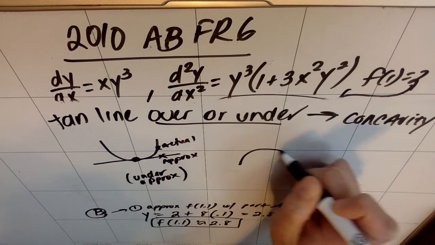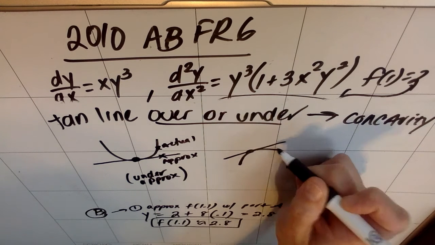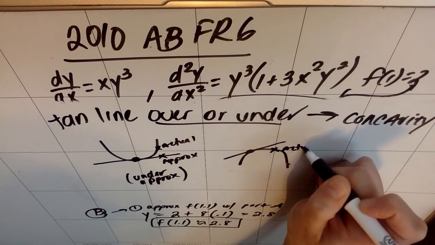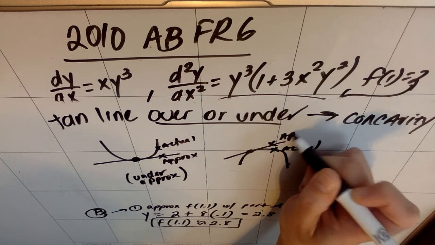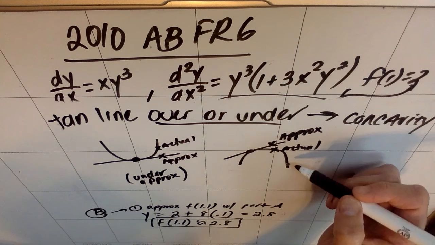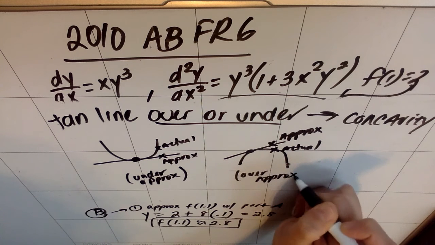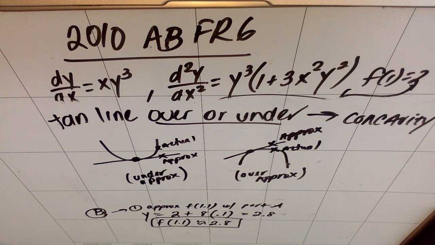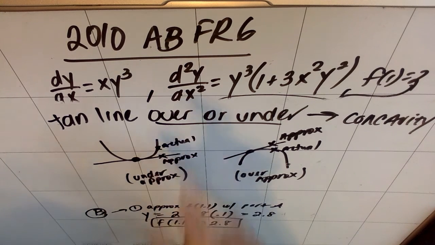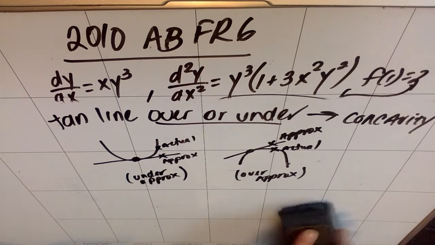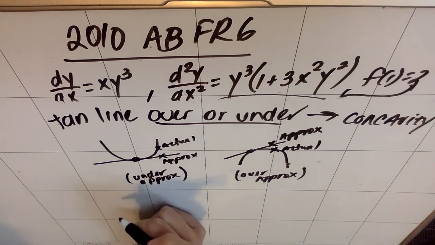If a curve is concave down and you draw a tangent line, the actual is the curve, the tangent line is the approximation. You can see that physically the approximation is higher than the actual. So you've got an over approximation. The reason this is relevant is that when they ask you if a tangent approximation is under or over, it's really just a trick question about concavity. This curve is either going to be concave up or concave down, depending on the second derivative right here, and that's going to answer your question. So let's go ahead and walk through this.